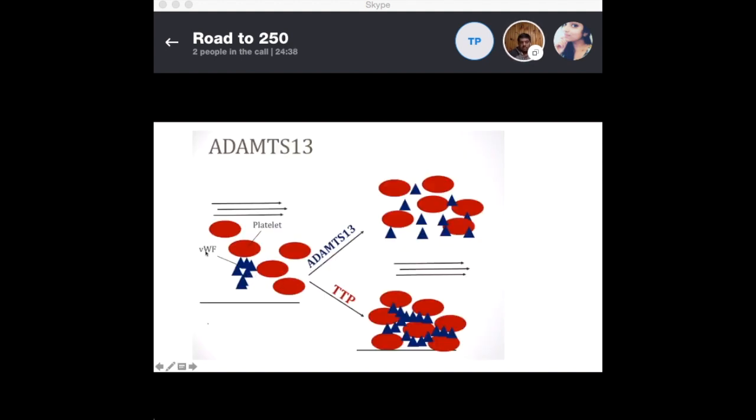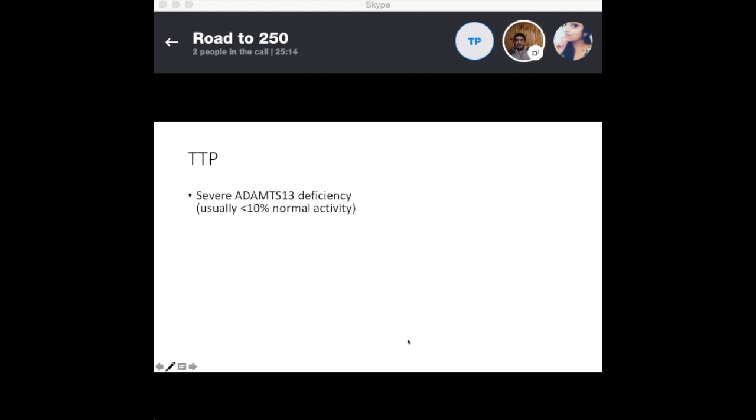So normally you have von Willebrand factor in these large multimers. As you see here, they're clumped up together. So when they come out, the ADAMTS13 enzyme breaks these multimers down so that they do not obstruct. It doesn't form that multimer, and it's broken down into monomers. But if you have TTP, basically you have a deficiency in this enzyme, and that will lead to the von Willebrand factor still being clumped up and causes occlusion.